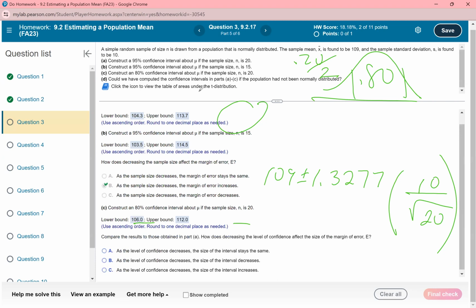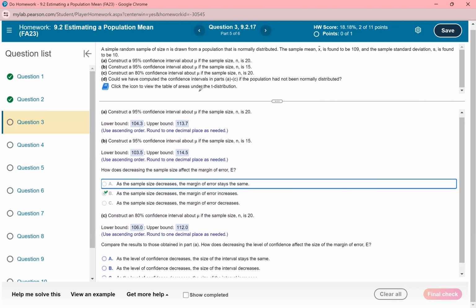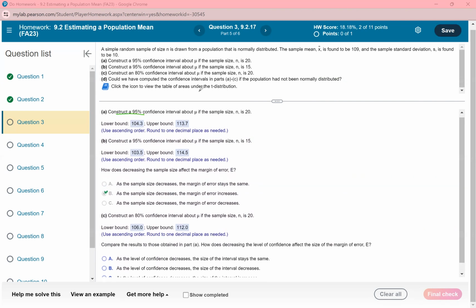Now, what happened this time? From this first one, we were 95% confident. Remember, that meant if I take 95 different sample sizes of 20, then I'm going to actually capture the true mean. So here was that 95% confidence interval for size 20. And then here's the 80% confidence interval for size 20. It's wider. So, as the level of confidence decreased, did the size stay the same? No. Did the size of the interval decrease? No, the size of my interval increased.